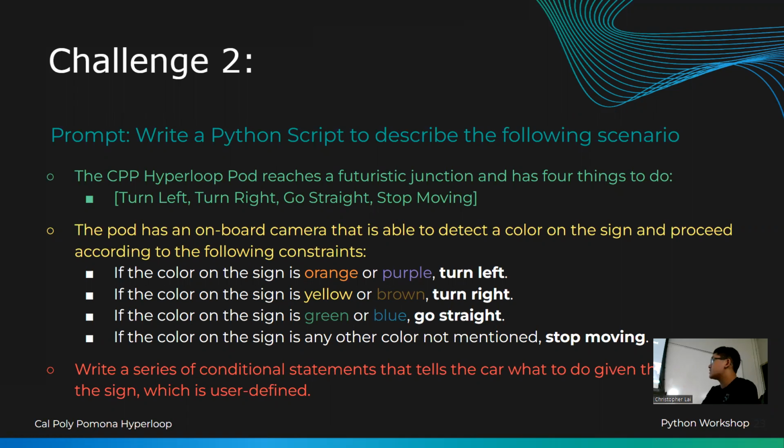Write a series of conditional statements that tells the car what to do given the color of the sign, which is blocked by my camera, which is user defined. So what I'm asking you to do is sort of like application and pseudocode combined, because you're not actually going to import a camera frame, you're just going to use the user input. Whatever color the user puts into the program, the car is going to behave accordingly.